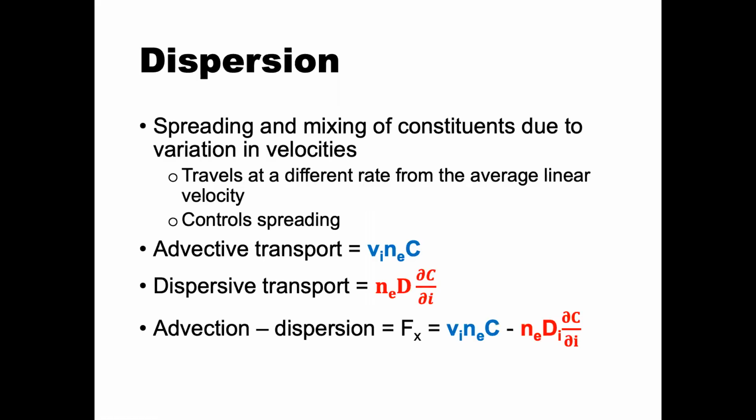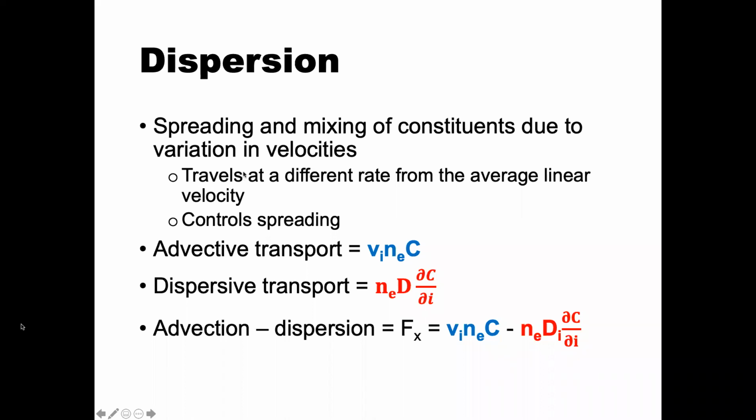So then we can also think of one other thing that's called dispersion. So diffusion, now dispersion. This is the third thing that's going to be impacting the behavior of our system. And this is spreading and mixing of constituents due to variations in velocities themselves. So the first one was due to variations in concentrations, moving from a high concentration to a low concentration. And this has to do with variations in velocities, right?